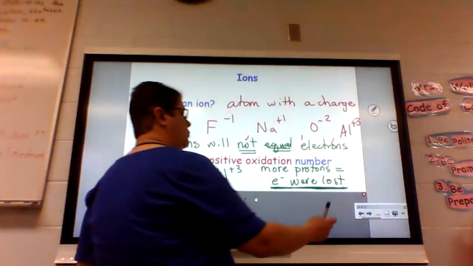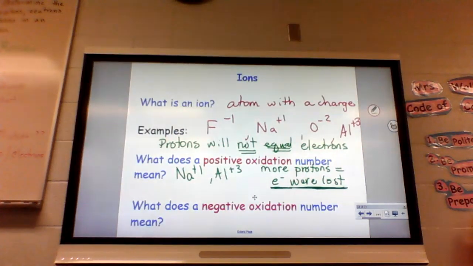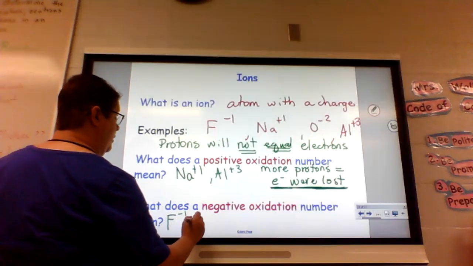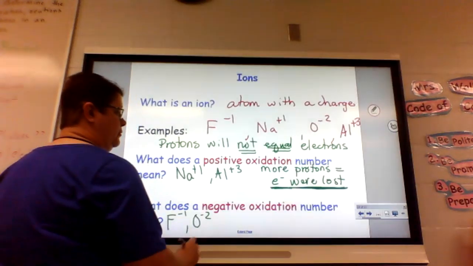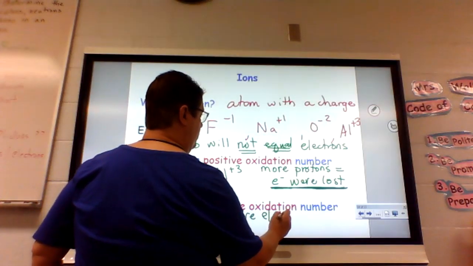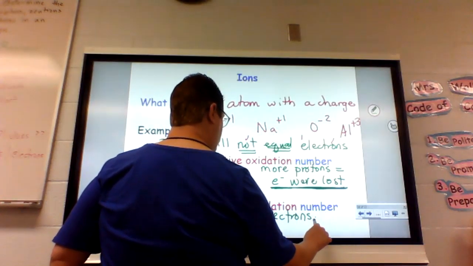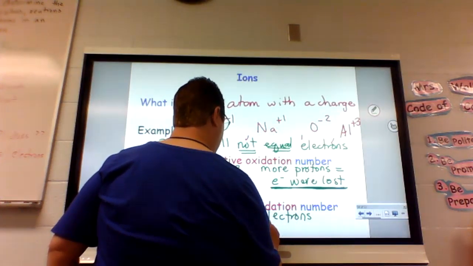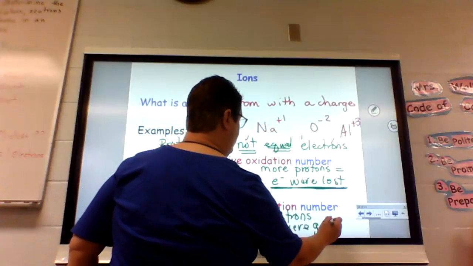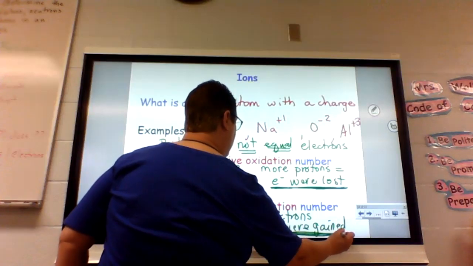So, what does a negative oxidation number mean? F minus 1 and O negative 2 are examples. That means there are more electrons. So electrons were gained. So this means we're going to be adding electrons.